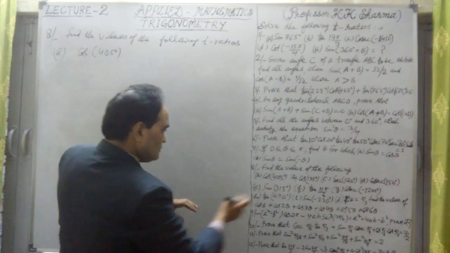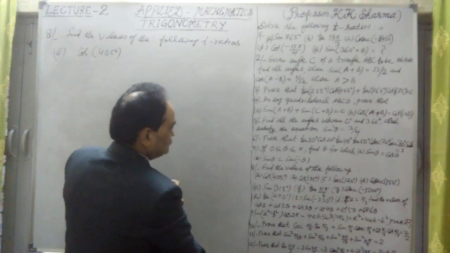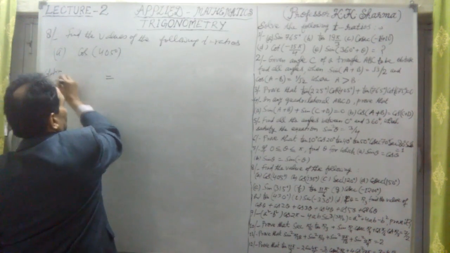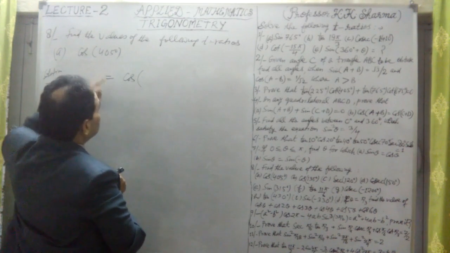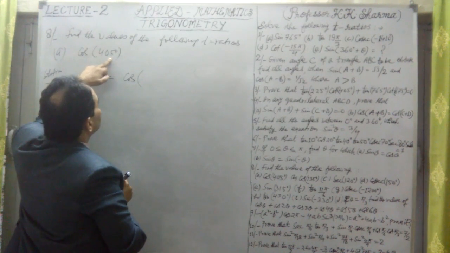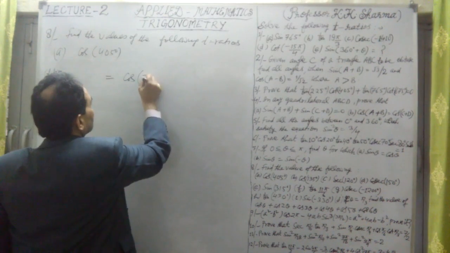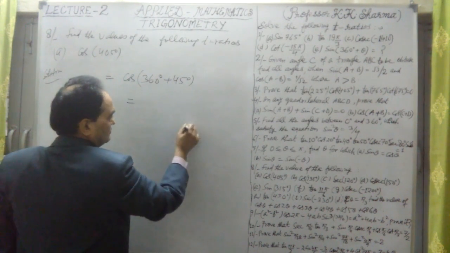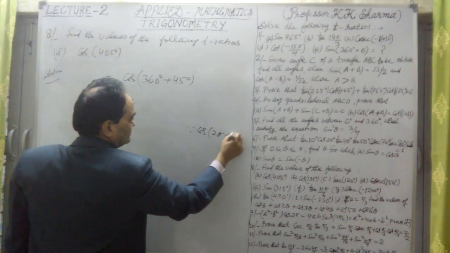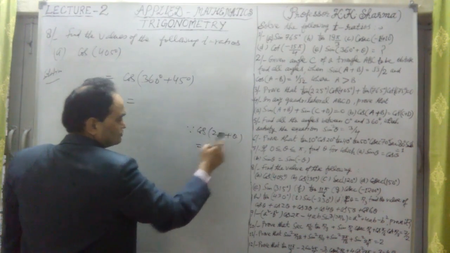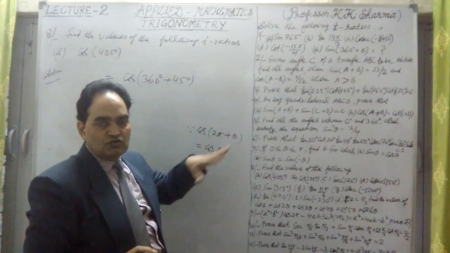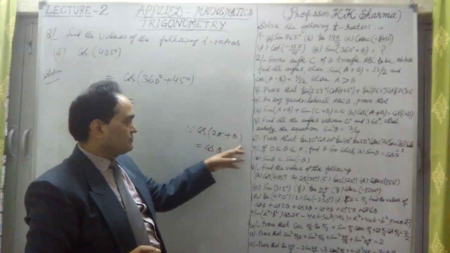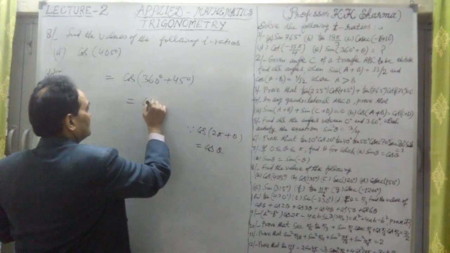Okay, cos 405, so this is the first part. Now we know how to find the solution. We can write it as cos of 360 degrees plus 45 degrees. Since cos of 2 pi plus theta equals cos theta, this is in the first quadrant, where all are positive. These are periodic functions, so cos of 2 pi plus theta is cos theta. This is cos 45 degrees.